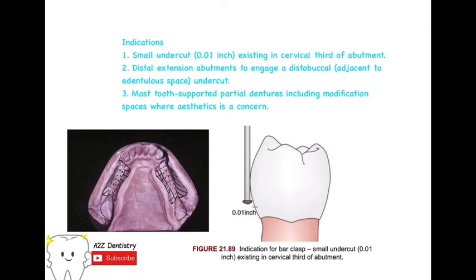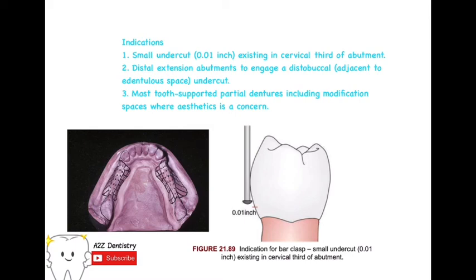Second, it can be given in distal extension abutments in order to engage a distobuccal undercut. Now this distobuccal undercut is basically present adjacent to our edentulous space, right? So in cases of distal extension, definitely we can go with this type of clasp.